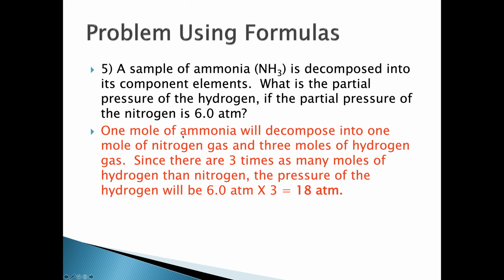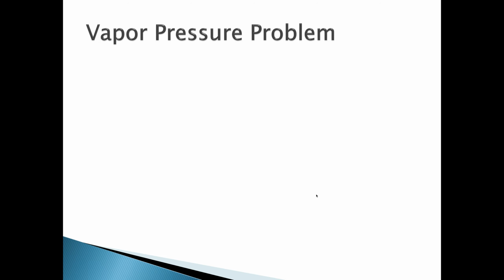So since 1 mole of ammonia will decompose into 1 mole of nitrogen and 3 moles of hydrogen, 3 times as much hydrogen as nitrogen, the pressure of the hydrogen will be the pressure of the nitrogen times 3, since it's a 1 to 3 ratio. 3 times 6 would be 18 atmospheres. So you can apply this across the board. It's actually a very simple equation to use.